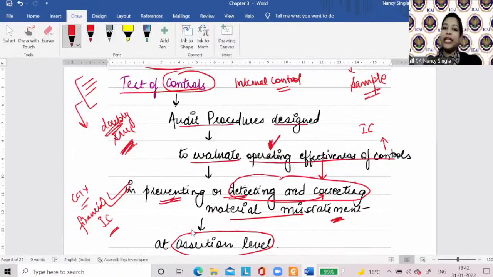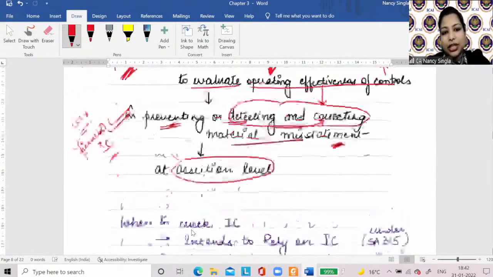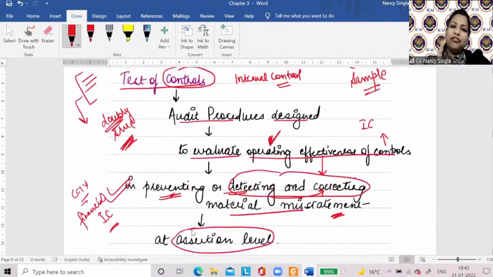Okay. So what are tests of control? Again, these are audit procedures designed to evaluate operating effectiveness of controls in preventing or detecting and correcting material misstatement at assertion level. Now tell me, if under SA 315 I decide that I will not rely on the internal control, should I under SA 330 check these internal controls in detail? Quickly tell me, what is my query to you?